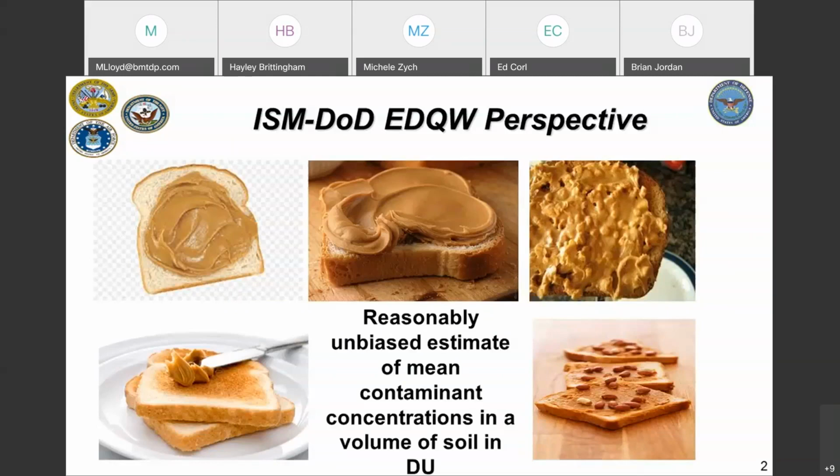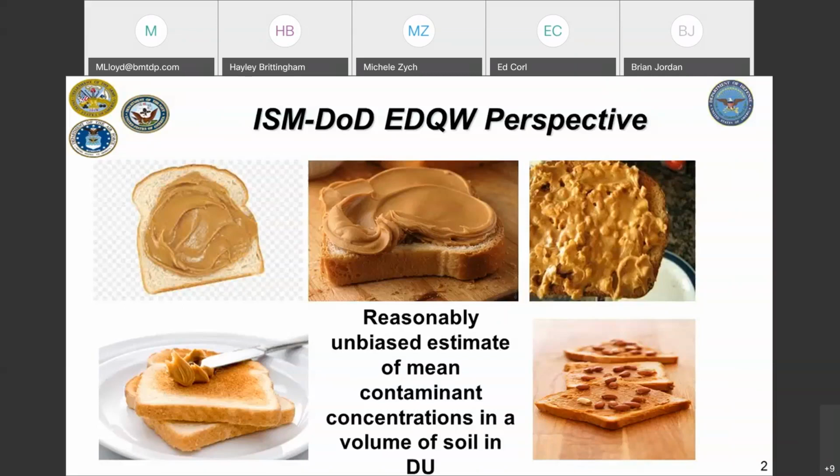So after that great review that we just received from our previous speakers, this slide might seem a little generic, but if you will indulge me, I hope to use this as sort of a demonstration of some of the data quality aspects of ISM that are really important to the EDQW.